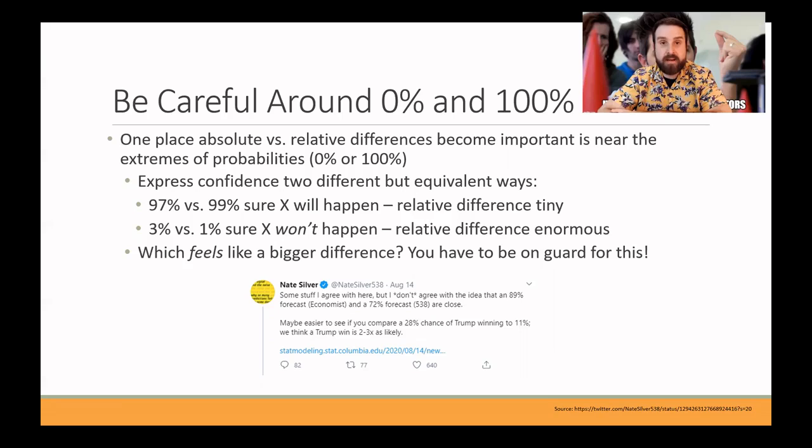Nate brings up an even more egregious point, I think, when he says, I don't agree with the idea that an 89% forecast and a 72% forecast are close. They both agree that one candidate is more likely to win than another, but there's quite a substantial difference, actually. And it's easier if you flip those on their head. Instead of comparing 72 with 89, you compare 11 with 28. I think that just that framing makes a huge difference in how people think about that.